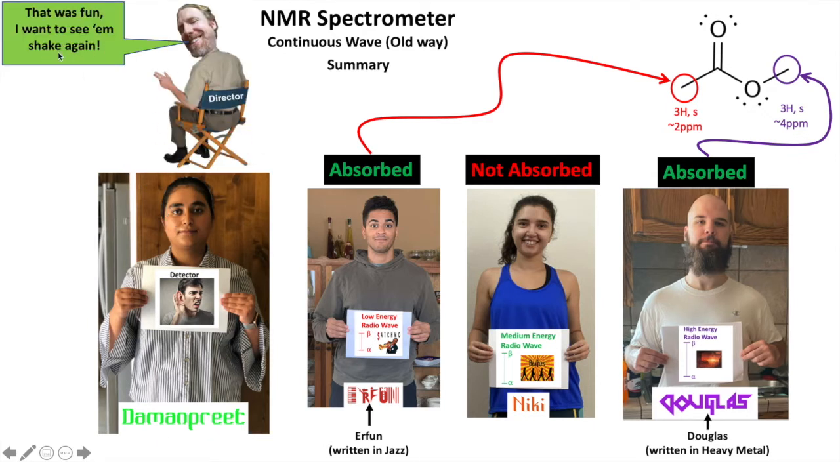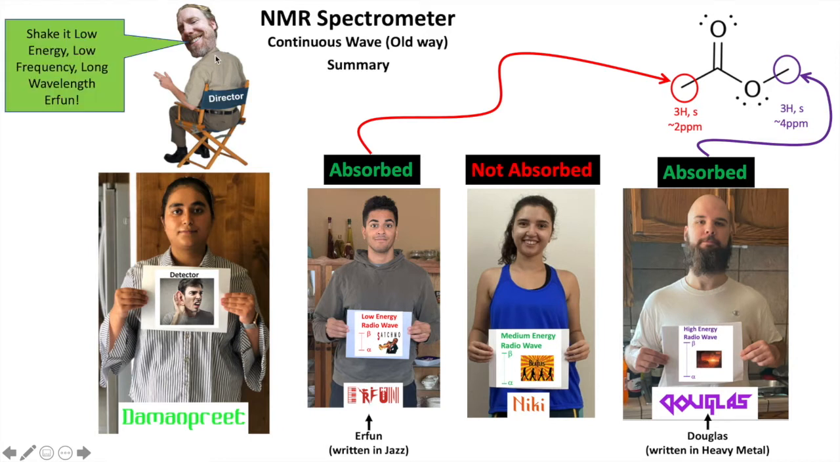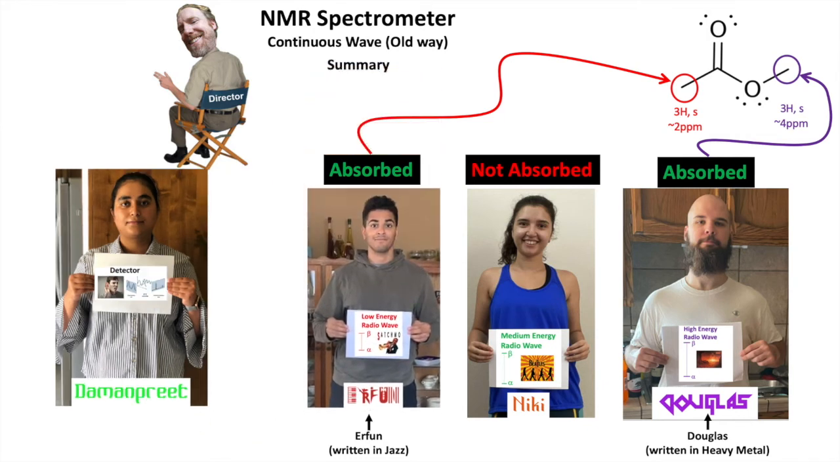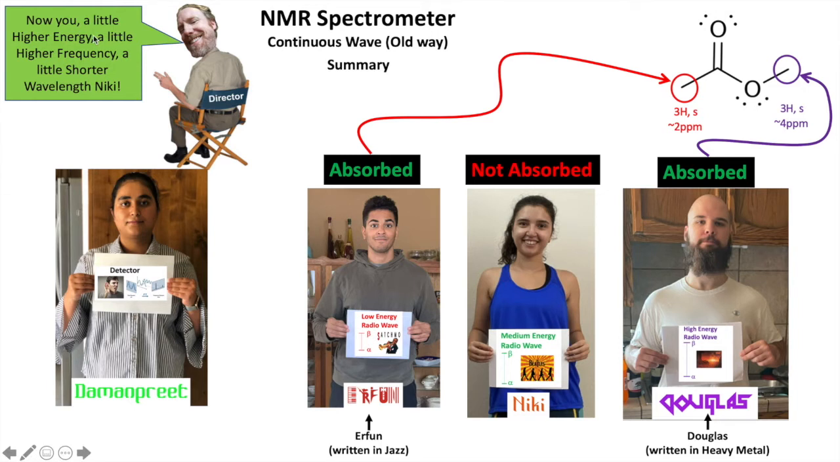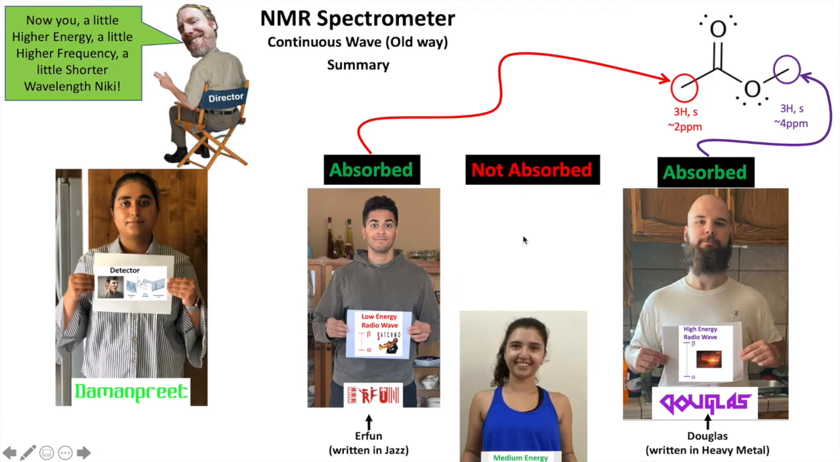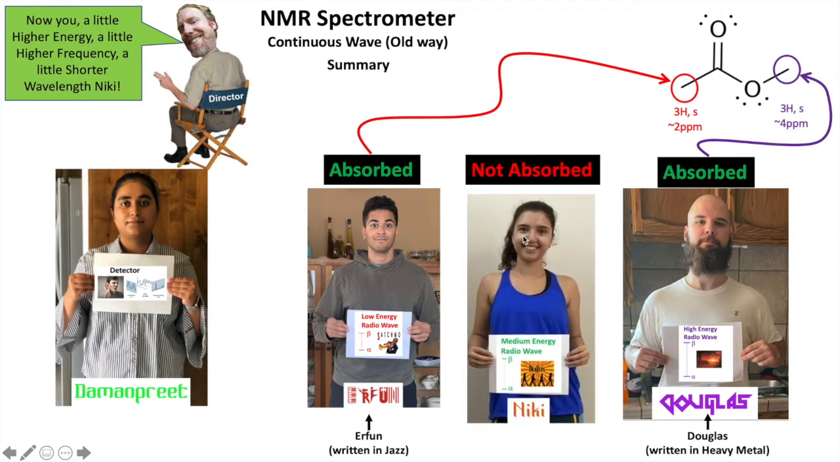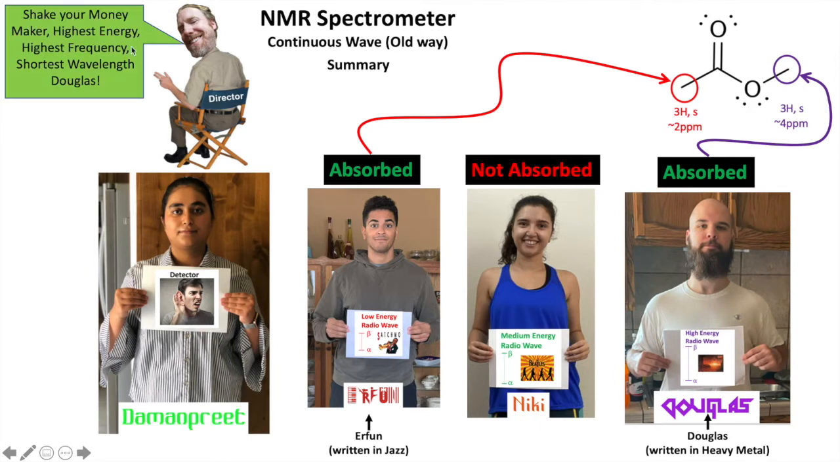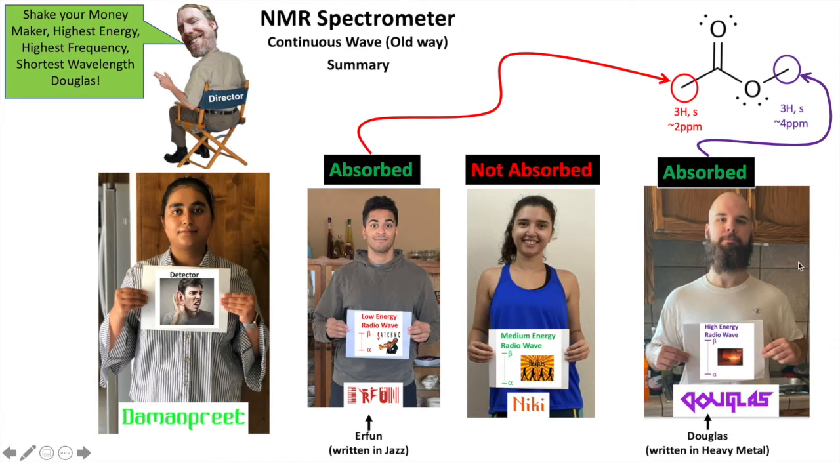That was fun. I want to see him shake again. Shake it, low energy, low frequency, long wavelength Erfan. And I think to myself, what a wonderful world. Now you, a little higher energy, a little higher frequency, a little shorter wavelength Nikki. See how I made her shake a little bit faster? Shake your moneymaker, highest energy, highest frequency, shortest wavelength Douglas. I hope you're okay with me telling you to shake your moneymaker, Douglas. Woo! I like that one the best. I'm gonna do that one again.